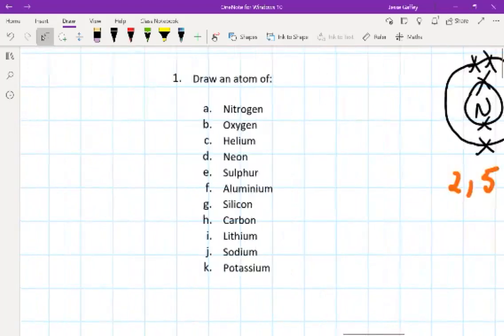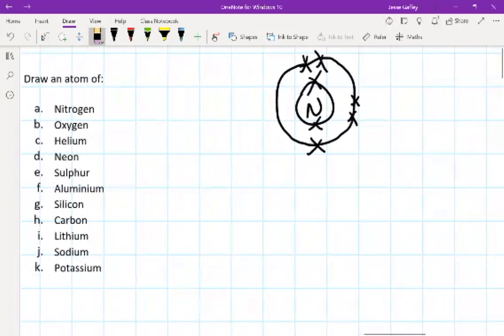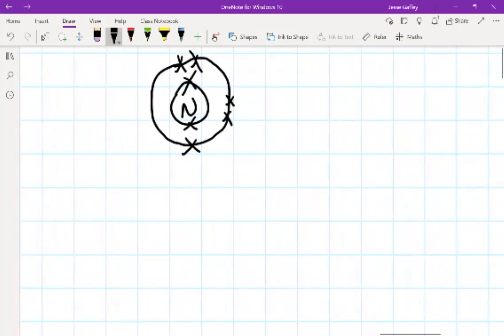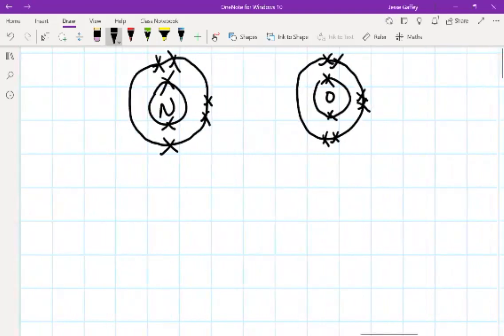Okay, right, ready to go. Now, here is the first one. We've got nitrogen with 2 in the first shell and 5 in the second shell. Oxygen would have 2 in the first shell and it has a total of 8 electrons. So it's got 6 in the second shell. Well done, you got that right.